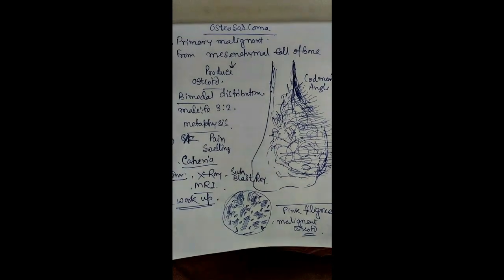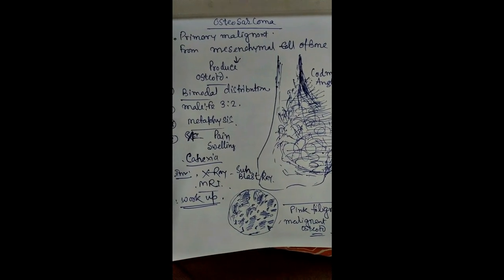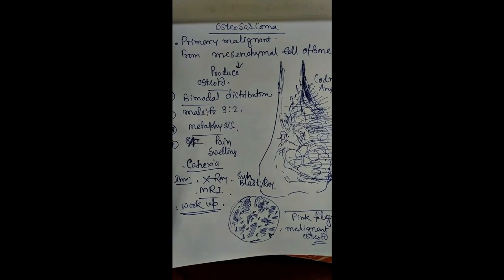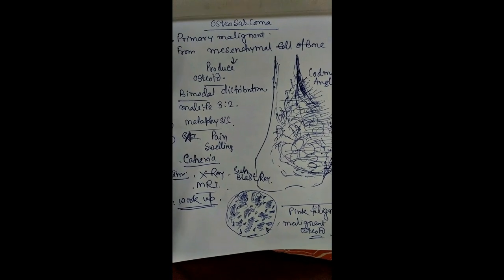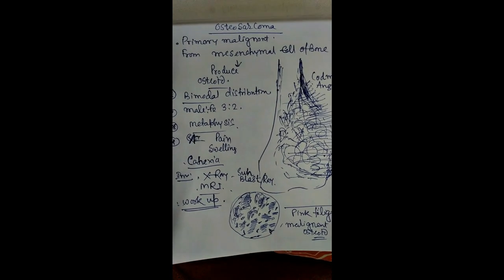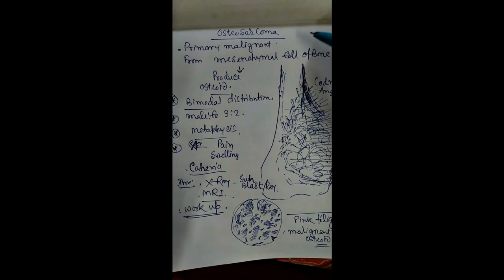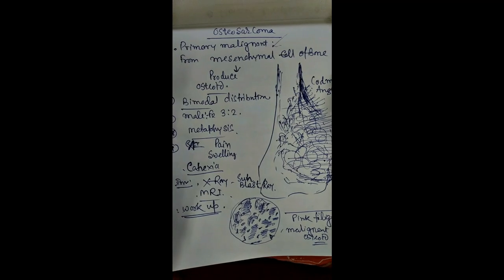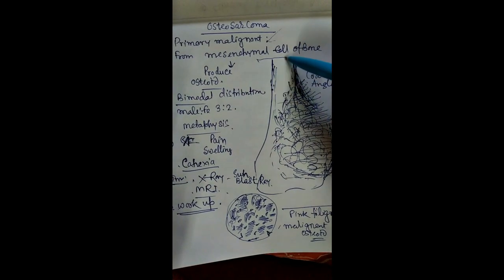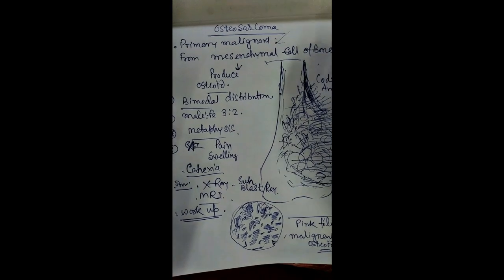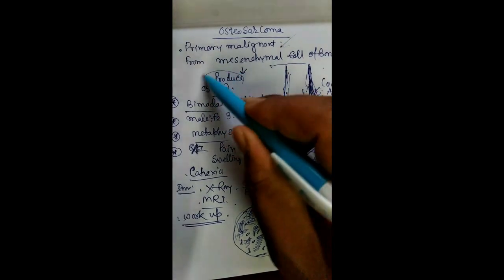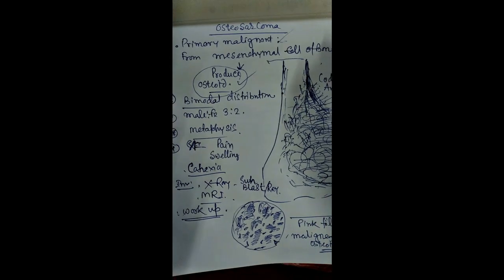Osteosarcoma is the most malignant bone tumor, but very rare; 1-2% of all sarcomas are osteosarcoma. It is actually a primary malignant bone tumor arising from the mesenchymal cell of the bone, and which will produce fresh osteoid.